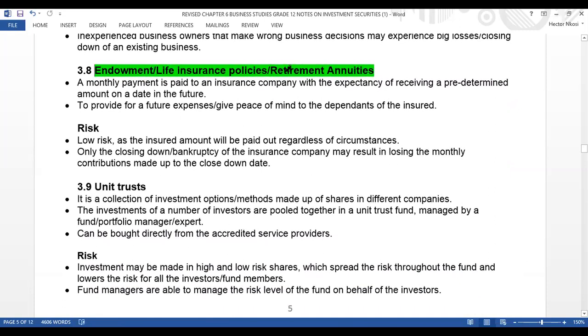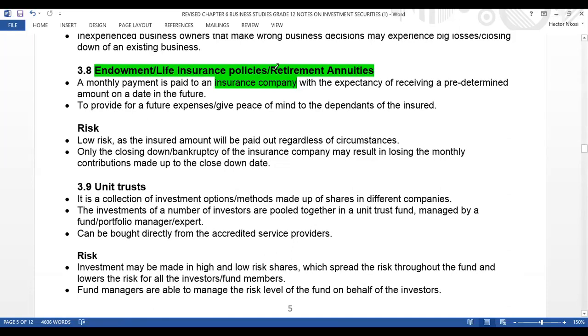Now, with your life insurance, a monthly payment is paid to an insurance company with the expectation of receiving a predetermined amount on a date in the future. So in a life insurance policy, you pay a certain premium to an insurance company, right? Let's say other people do life insurance so that when they die, their kids are entitled to some sort of money. They are basically saving money for their children. Others do retirement annuities. They save up money for themselves so that when they retire, they'll have lots of money to last them until their pension days.